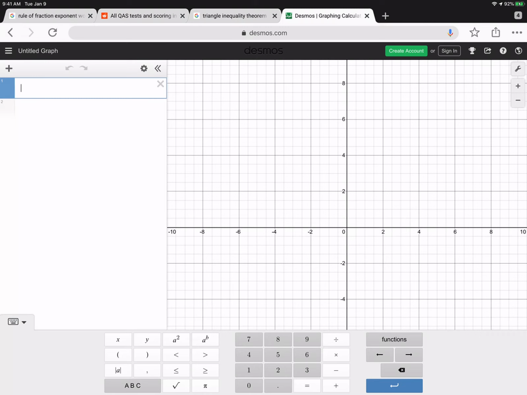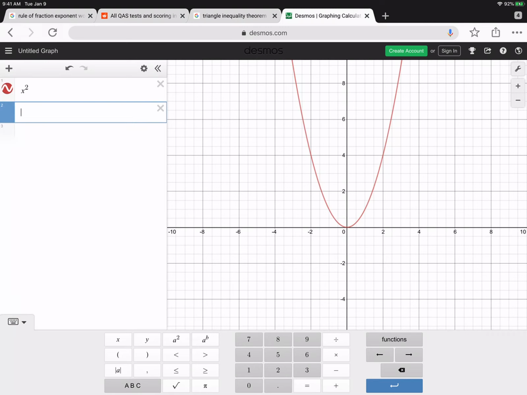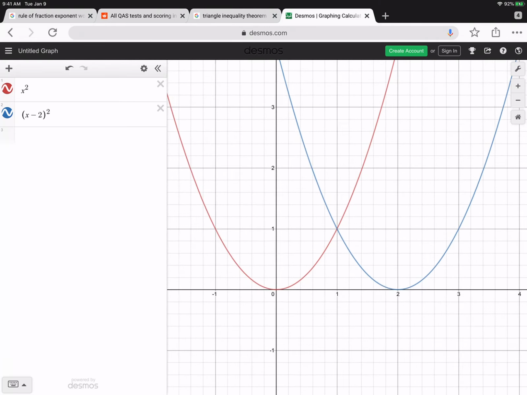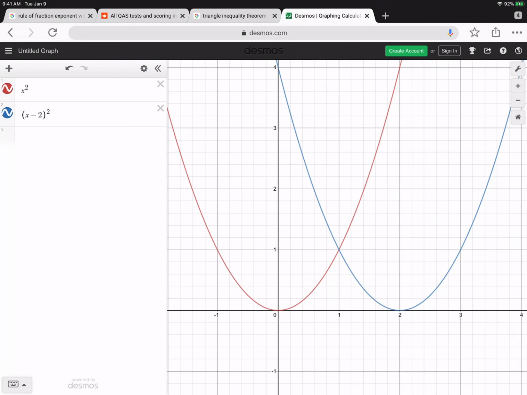So I'm going to type in x squared and then x minus 2 squared, like that. Now you should be able to see that the graph transformation for these two is simply a shift from left to right. This original graph has translated the exact same shape 2 units to the right, because you start from 0 to 2 if you take a look at the vertex.